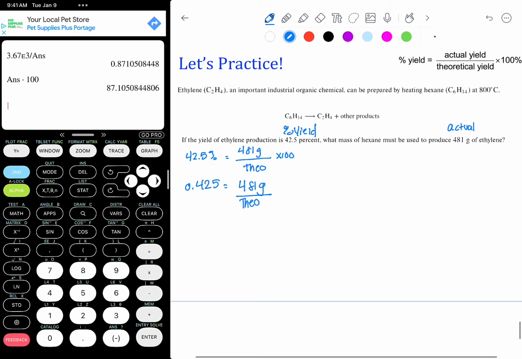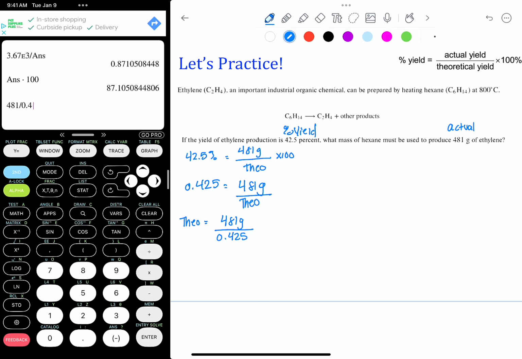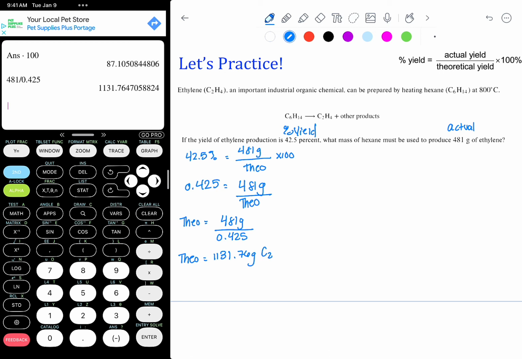We'll do a little algebra and say that our theoretical yield is equal to 481 grams divided by 0.425. That's our yield. So we take 481 and divide it by 0.425. So our theoretical yield here is 1,131 grams, 0.76 grams. And that's of ethylene, which is C2H4, which is our product.